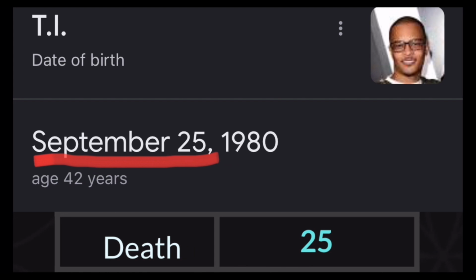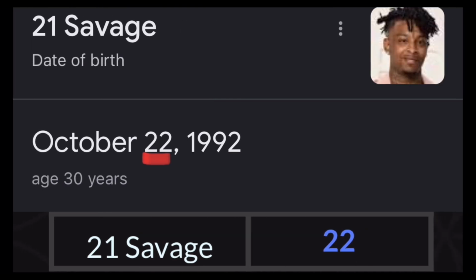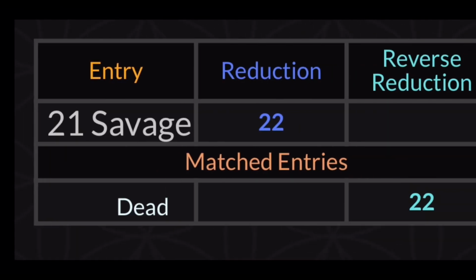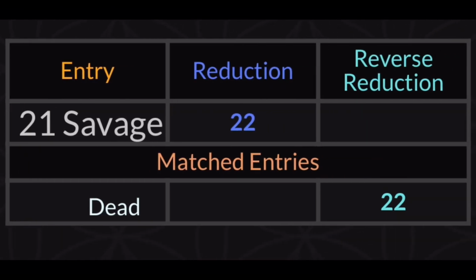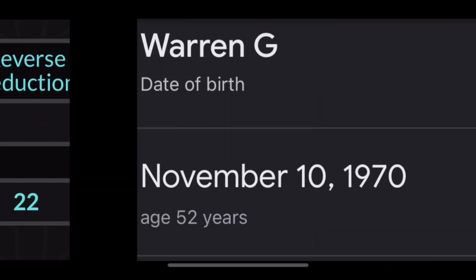And also, he's born on September 25th, and death equals 25, so I wouldn't be surprised if they kill off this character. And 21 Savage's birthday is 1 month after T.I on October 22nd, and 21 Savage equals 22. So that's not a coincidence that he's born on the 22nd and his stage name 21 Savage equals 22. And dead also equals 22, just like 21 Savage. So again, this character might fake his death as well.